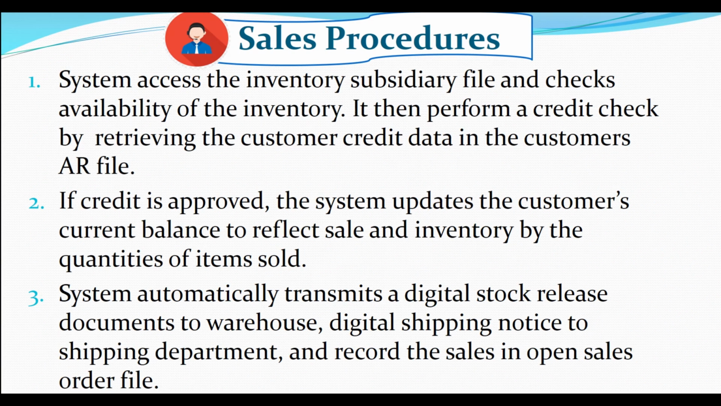Sales procedures. Number 1. System accesses the inventory subsidiary file and checks availability of the inventory. It then performs a credit check by retrieving the customer credit data in the customer's AR file. Number 2. If credit is approved, the system updates the customer's current balance to reflect the sale and inventory by the quantities of items sold. Number 3. System automatically transmits a digital stock release document to the warehouse, a digital shipping notice to the shipping department, and records the sales in the open sales order file.